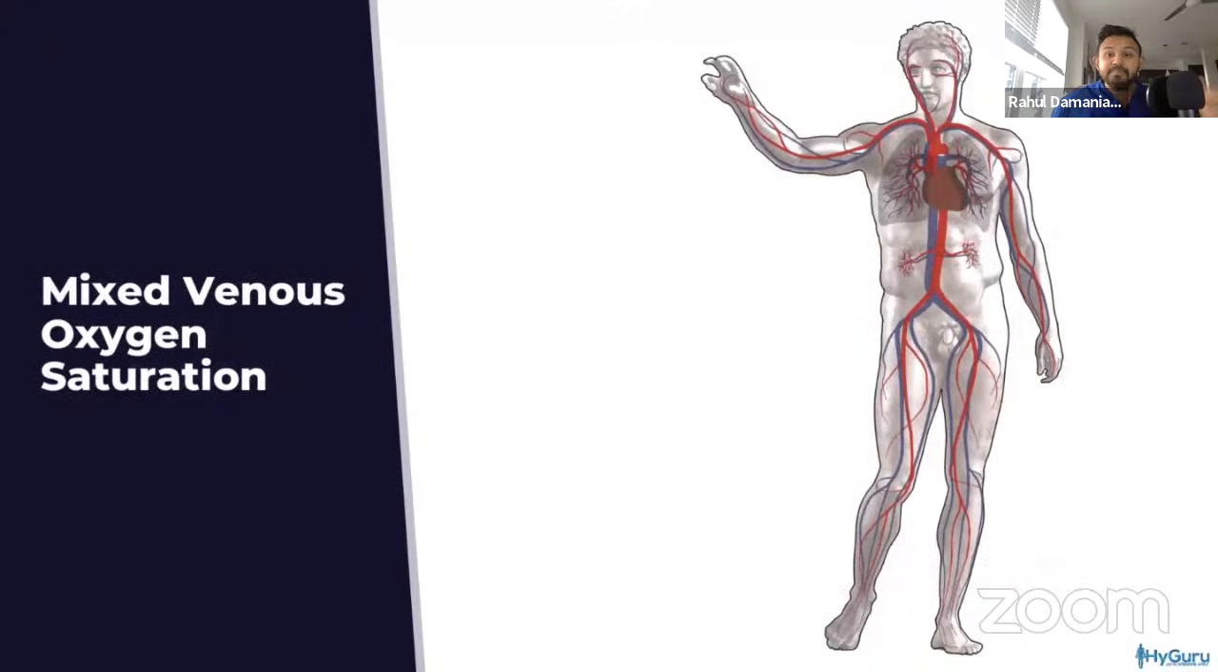Let's build this concept a little bit more. When I, in the ICU, put in an internal jugular catheter, I want to measure at times the mixed venous oxygen saturation. Remember, this is right near the heart.